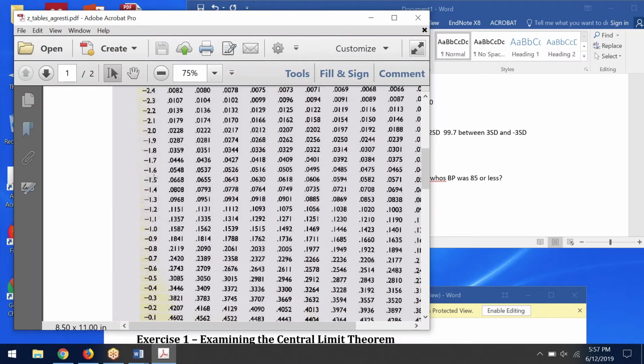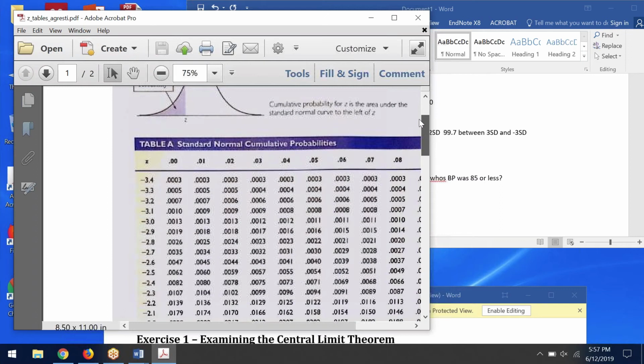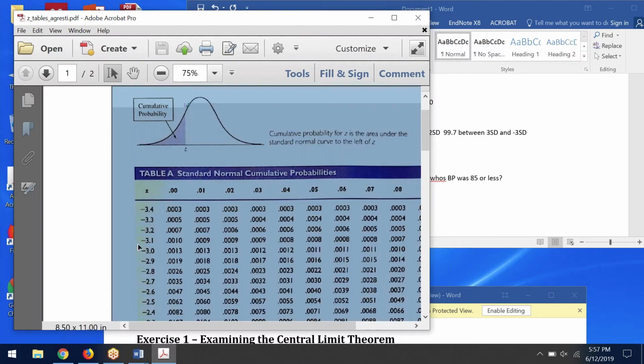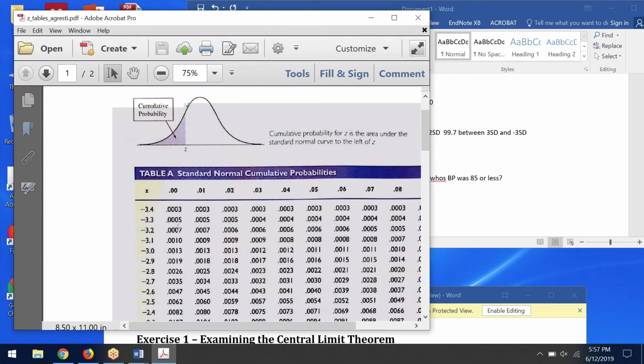So here is 1.5. Next to this 1.5 for the z-score, we see not just one area represented, but 10 areas represented. Each of these columns represents the third digit in our z-score. So in other words, this first column would represent, for instance, over here, this is 3.4. This first column would be 3.40. The next column would be 3.41, 3.42, 3.43, and so on and so forth, right?